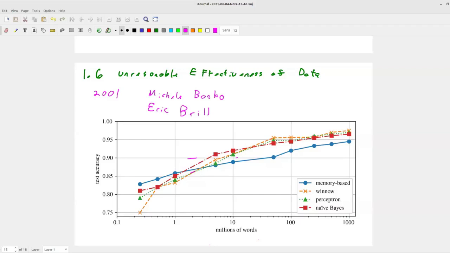And that demonstrated that a variety of different machine learning algorithms, even relatively straightforward ones, achieved pretty similar levels of performance on complex tasks of natural language disambiguation when provided with sufficient data, right? So here are 4 different machine learning approaches: memory-based, winnow, perceptron, and naive Bayes. For the longest time, people really liked naive Bayes.